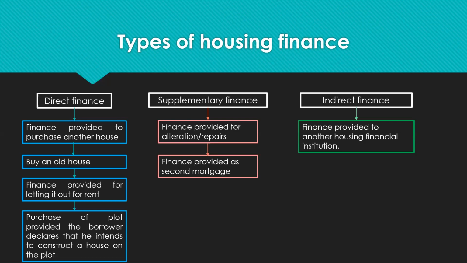So these are the three types of housing finance: as direct finance to the people who actually need the funds, as supplementary finance or additional finance, and as indirect finance to other housing financial institutions.